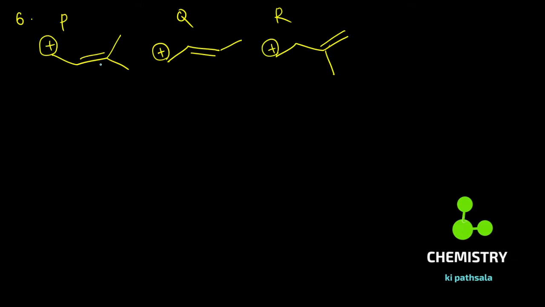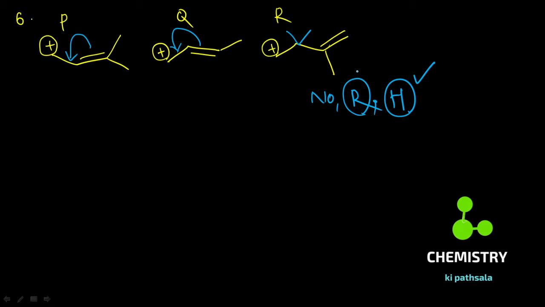Okay, in this case now you have to show the resonance so that your confusion will be cleared. Here there is no resonance. It will be stabilized only by hyperconjugation. So resonance is not there. In case of Q, let us draw the picture. What you will get? You will get 3 alpha hydrogens.